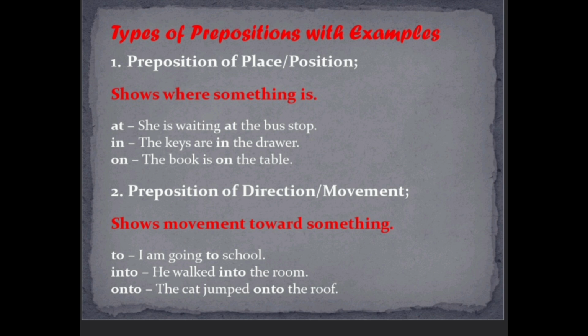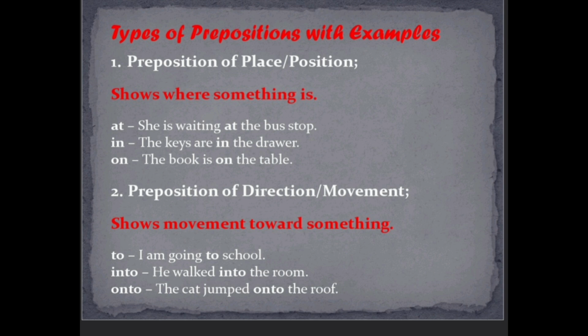Okay. Third example, the book is on the table. Where is the book? The book is on the table. The preposition on tells us the position of the book on the surface of the table. So here, to know the book's position, we are using the preposition on in the sentence. So these prepositions at, in, on are used to show the place or position of things.